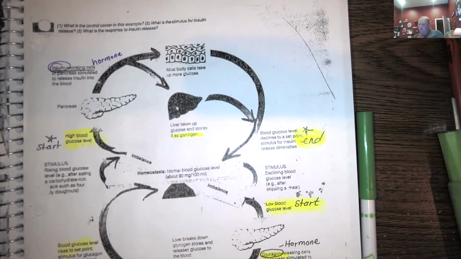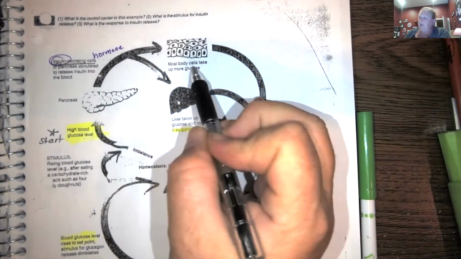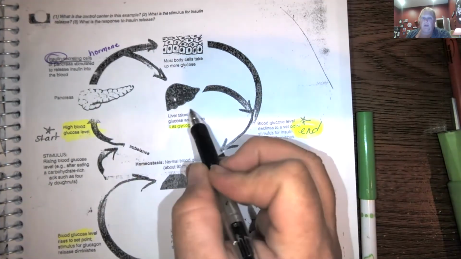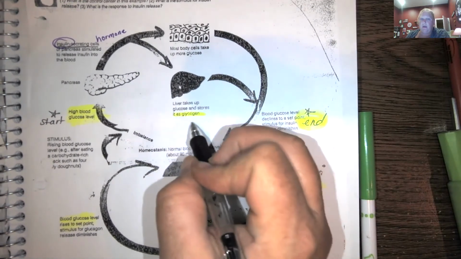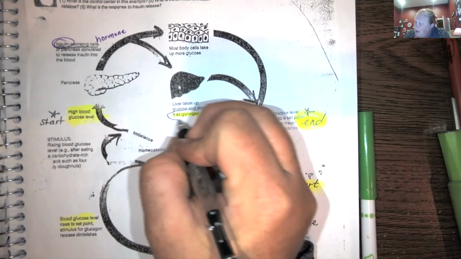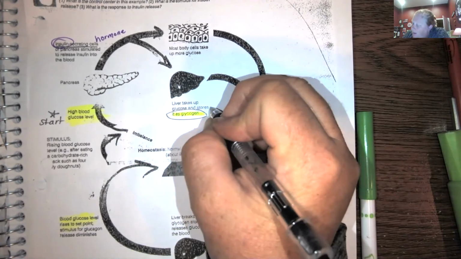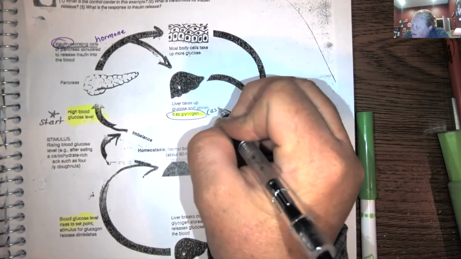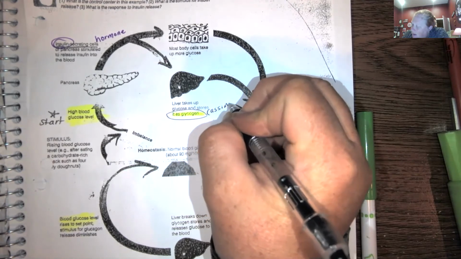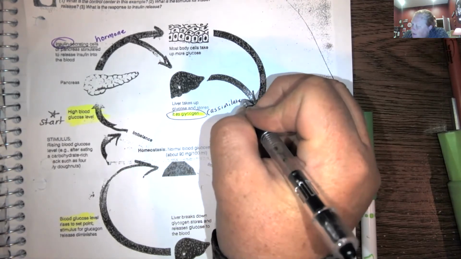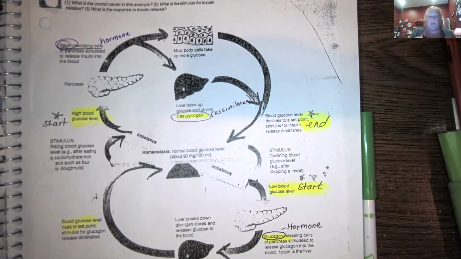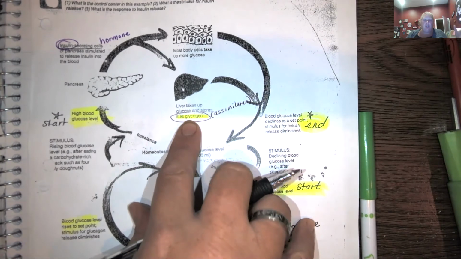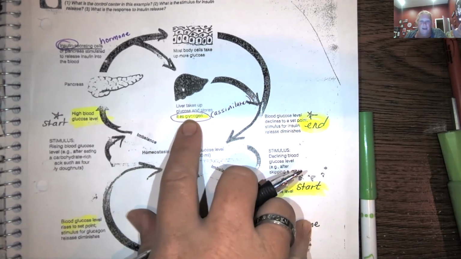Okay, so not only do the body cells take up more glucose, but your liver will take up some of that glucose and store it as glycogen. Whoa, wait a minute. I'm going to put here assimilation. Remember how we talked about things changing? So we're going to take glucose and we're going to store it up. It's like, hey, you bought too much sugar. Go put it in the pantry.